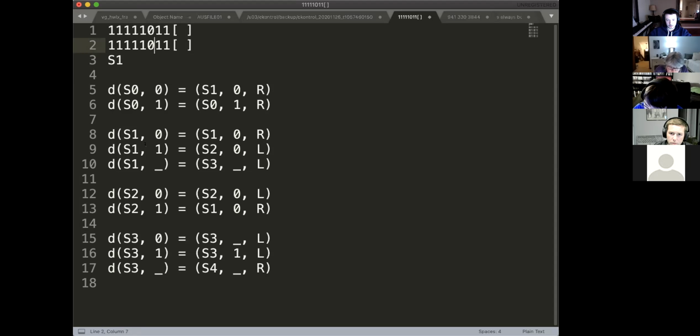In S1, you found 1, so you replace it with 0 and switch to S2 and go to the left. So we go back here. In S2, when you encounter 0, you leave that and you go to the left. We do that. When you encounter 1, you replace it with 0, go to the right, so basically here, and switch back to state S1.